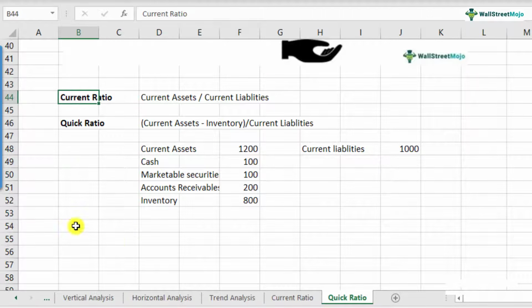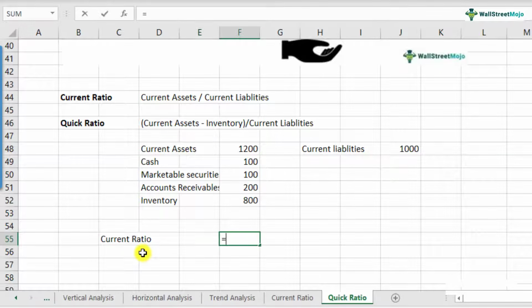Okay, if you calculate the current ratio, how much will it be? Current ratio will be current assets 1200 divided by current liabilities, right? We get this as 1.2. How do we interpret? If you remember from our last video, we did say that if current ratio is greater than 1, it's a good situation to be in. It seems like a good position for a company. Current ratio greater than 1 is a good position.